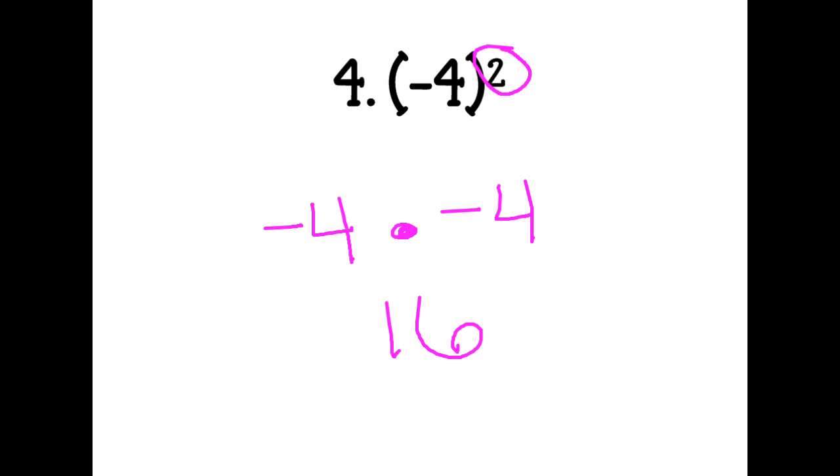Okay, number 4, we have negative 4 squared, which if you remember, this 2 right here is called an exponent, and you read that as negative 4 squared, and that means that you are just taking negative 4 times negative 4. And we know that a negative times a negative equals a positive. So negative 4 times negative 4 is a positive 16.